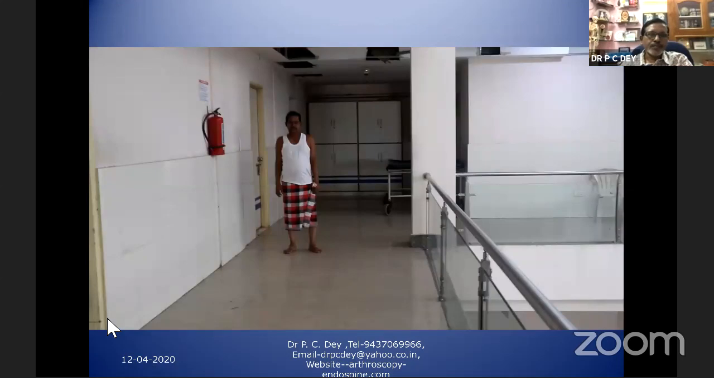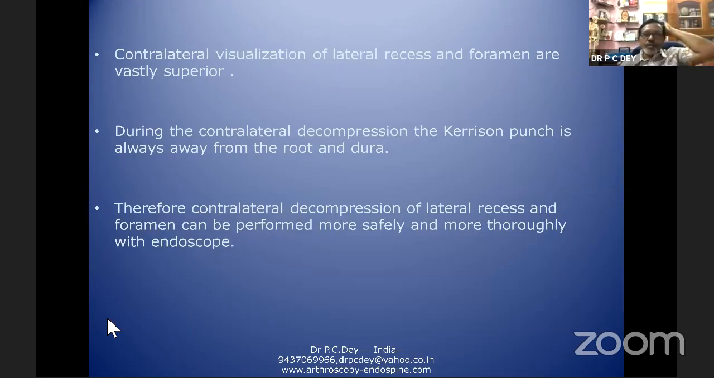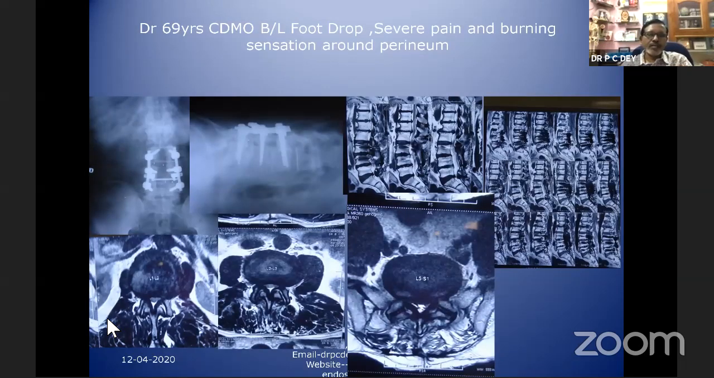And so contralateral visualization of the lateral recess and foramen is vastly superior during the contralateral decompression, and the ligamentum flavum protects your nerve root and dura. Therefore, the contralateral decompression of the lateral recess and foramen can be performed more easily and safely in this technique. Even adjacent level pathology, like after fixation at 3-4, 4-5, there were 2 levels above and 1 level below with stenosis. The patient was begging for the surgery because of the cauda equina syndrome.